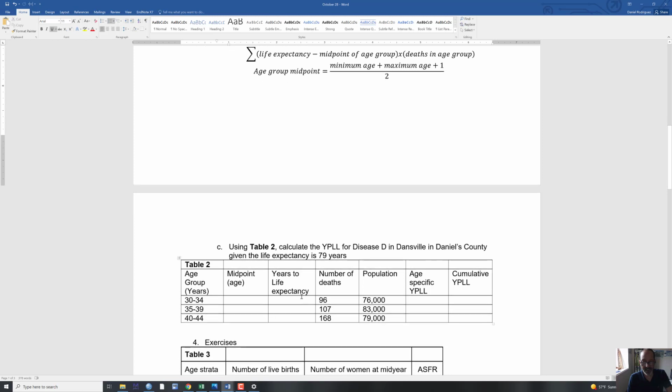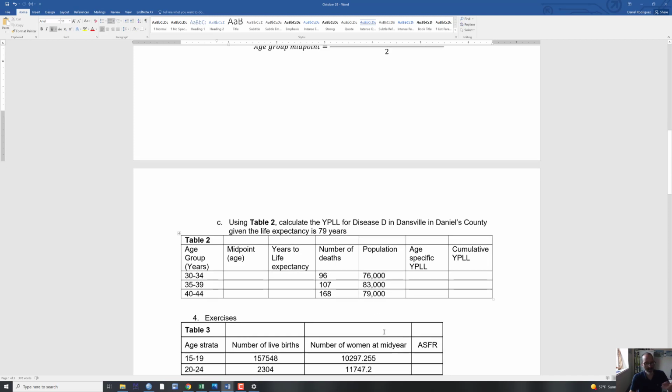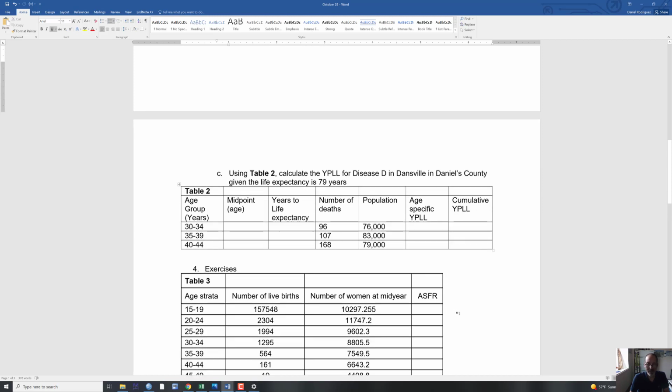Then we find the life expectancy. We subtract to get the difference, right? That's right here. And then we take the number of deaths. Population is actually not important here. I just probably put it in there because I did. We get our age-specific years of potential life loss for each of these, and then we accumulate them. We add them together to get the YPLL.